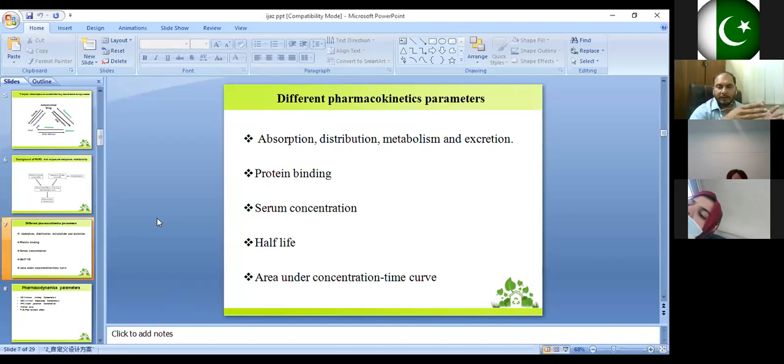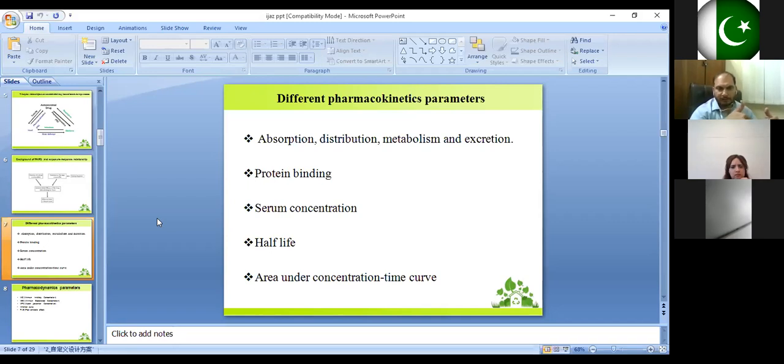Next is serum concentration. This is also a pharmacokinetic parameter. When we are administering a drug or when we take the drug orally, the drug will reach the systemic circulation, and then we can determine the drug with the help of high performance liquid chromatography in the serum. So this is also a pharmacokinetic parameter. Half-life, this is mostly used as a kinetic parameter. Due to this parameter, we know the time at which the drug concentration reaches half of its concentration.